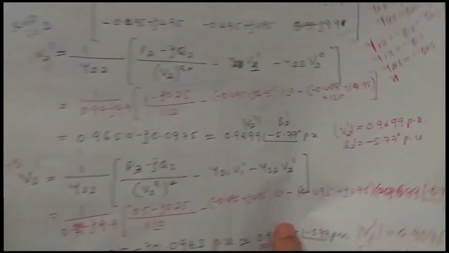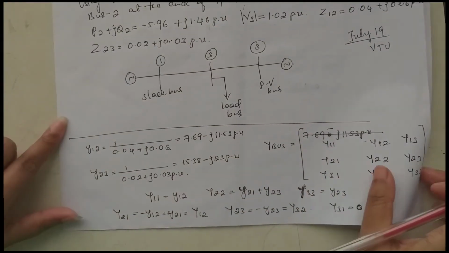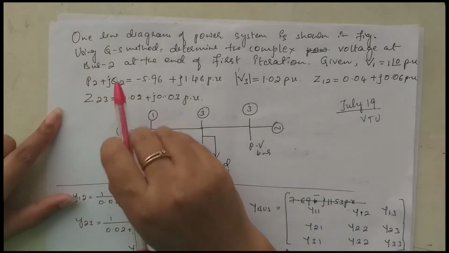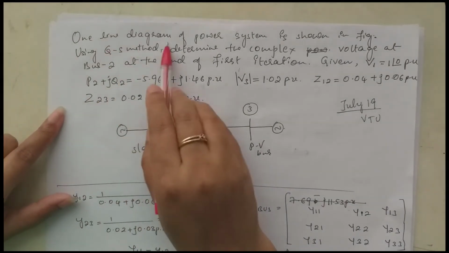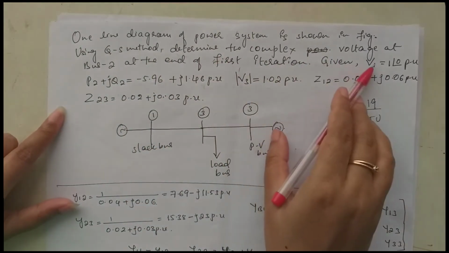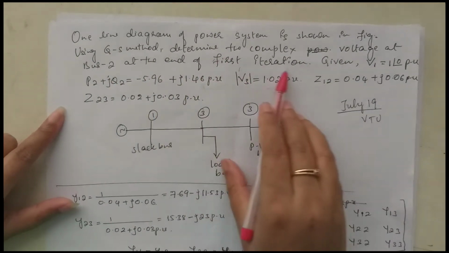Okay, next problem, which is also a video asked question. One line diagram of power system is shown in figure. Using GS method, determine complex voltage at bus 2 at the end of first iteration.